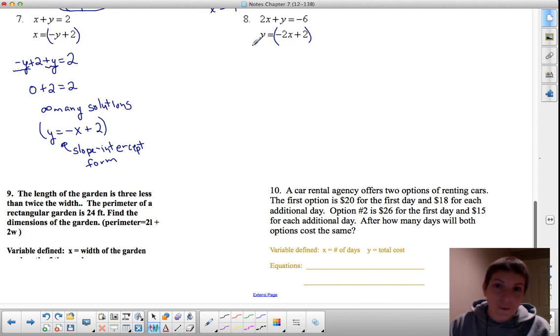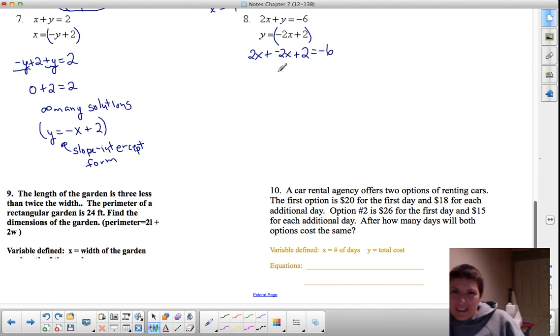Go into the first equation and plug in 2x plus negative 2x plus 2 equals negative 6. Now notice I didn't put the parentheses in because it was a positive 1, and I would just distribute a positive 1 and rewrite it. So I just skipped that step. Although you don't have to, you could write it out.